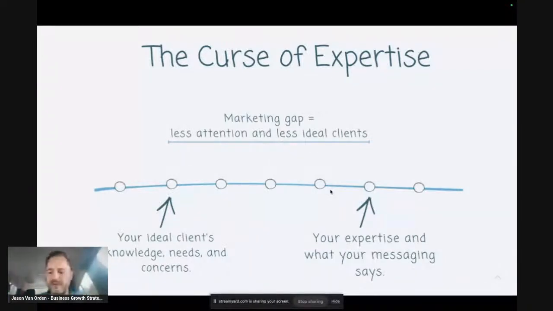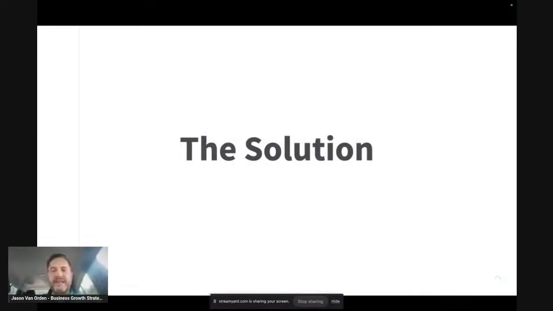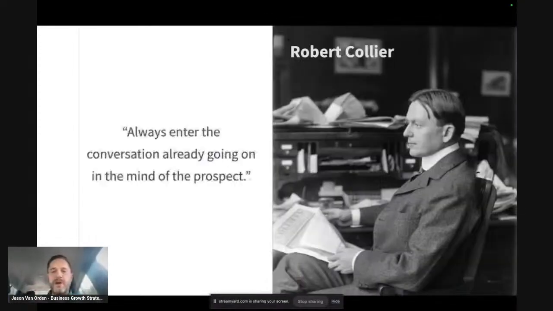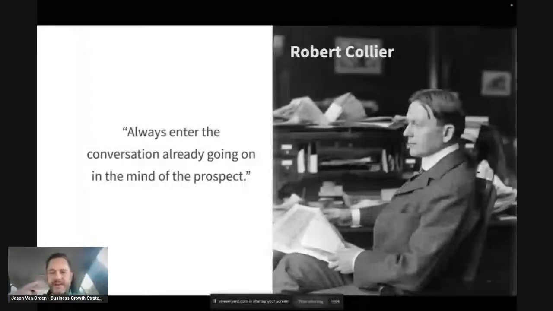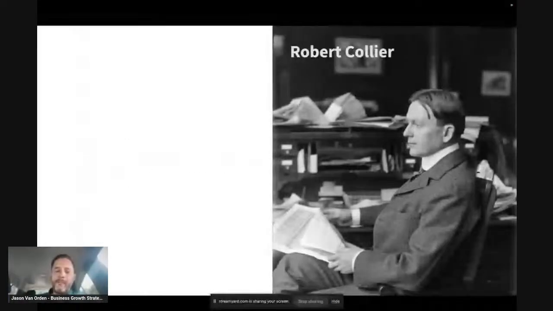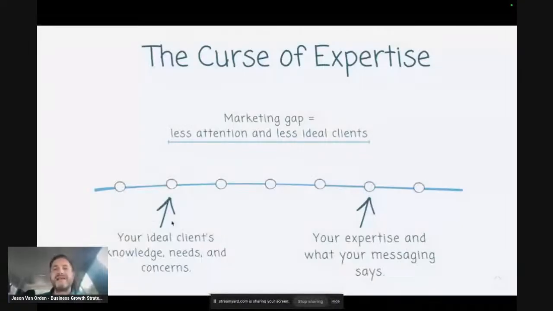The solution is to make sure you follow this advice from Robert Collier. That is to always enter the conversation already going on in the mind of the prospect. So we need to come back here to where our person is at and speak in language that is relevant to them, resonant to them, and remarkable in a way that cuts through the noise and shows that you have something different here to offer, gets them leaning in and wanting to learn more.